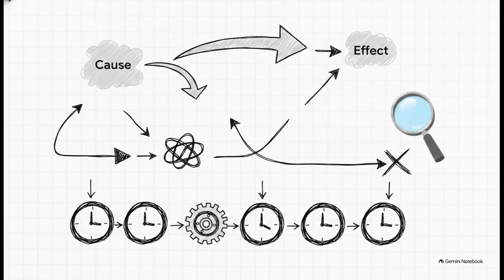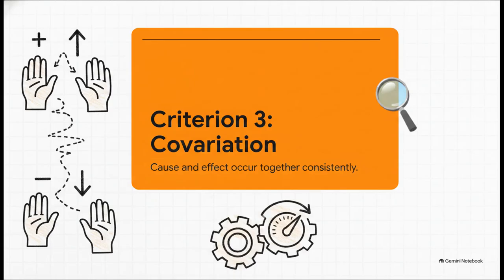And that builds directly into criterion 2, precedes. The cause must happen before the effect in time. Now, I know what you're probably thinking. Well, obviously. But trust me, in complex research, timelines can get incredibly muddy. You have to be able to strictly prove that the timeline flows on a one-way street, from the cause directly into the effect. Which brings us to criterion 3, often called covariation.